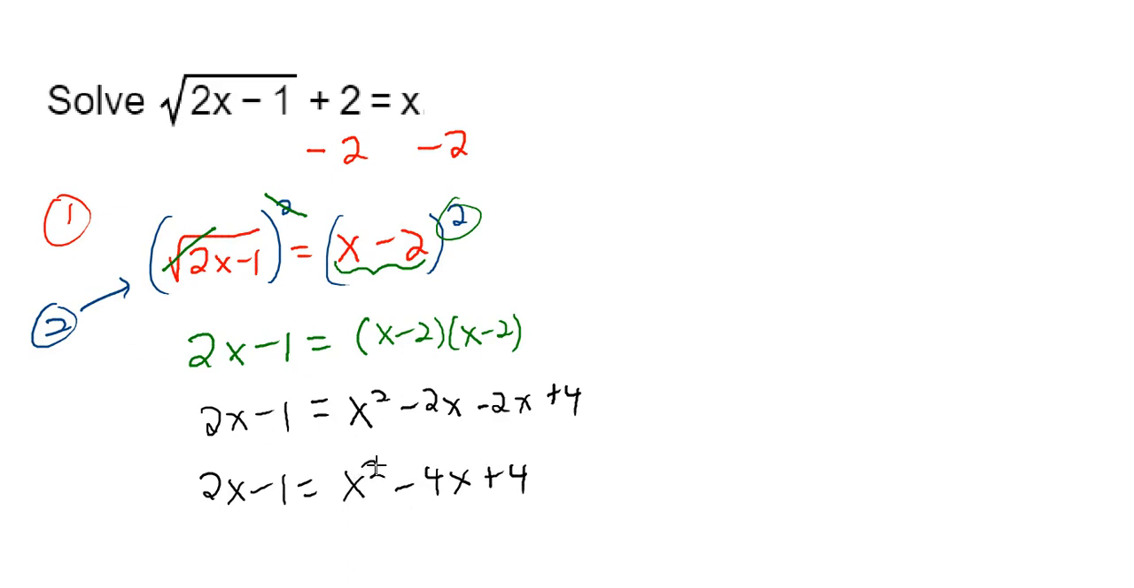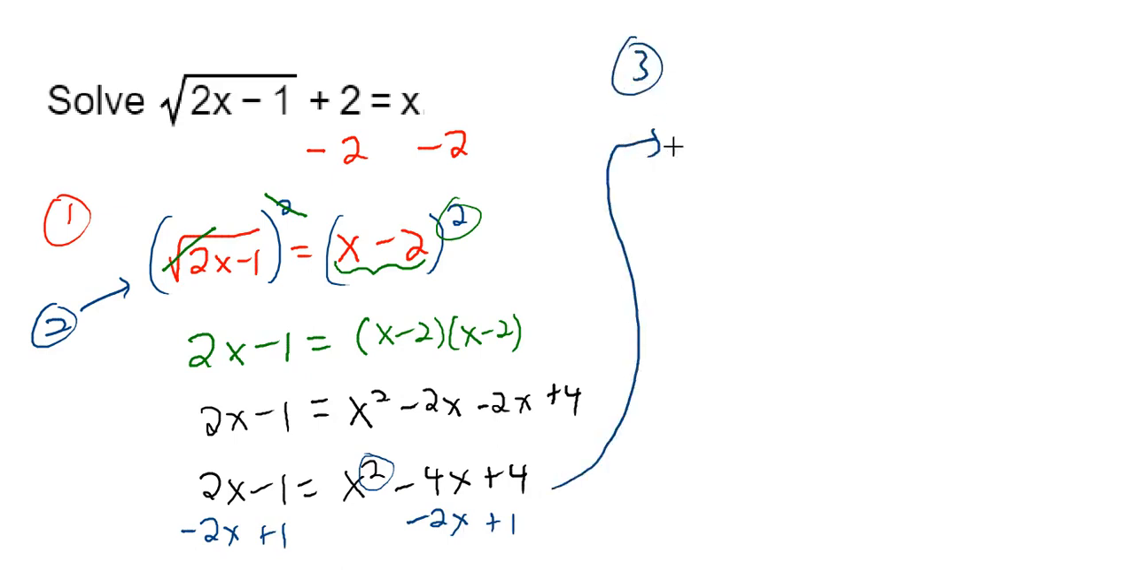This equation is again quadratic because we have an x squared and it's going to stick around. So to solve this equation, we have to get 0 on one side. This time, I'll get 0 on the left-hand side. So I'll subtract 2x over to the right-hand side, and I'll add 1 over to the right-hand side. And so this is commencing step 3. We'll get 0 equals x squared minus 6x plus 5.